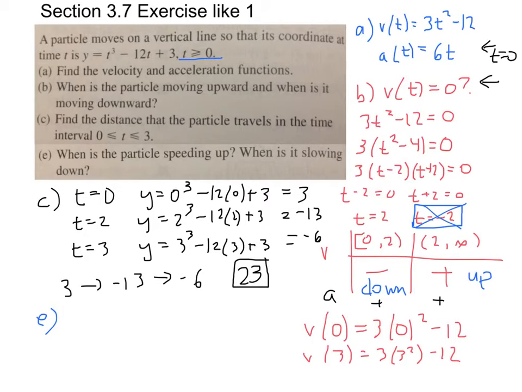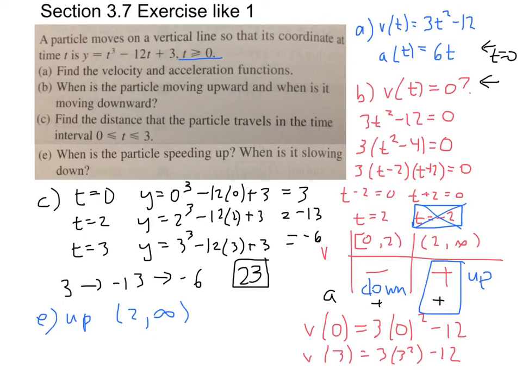So when is it speeding up? Well, when do velocity and acceleration have the same sign? They have the same sign from 2 to infinity. Okay, inherent in this is that they have to have the same sign. So we don't actually count when one of them is equal to 0.